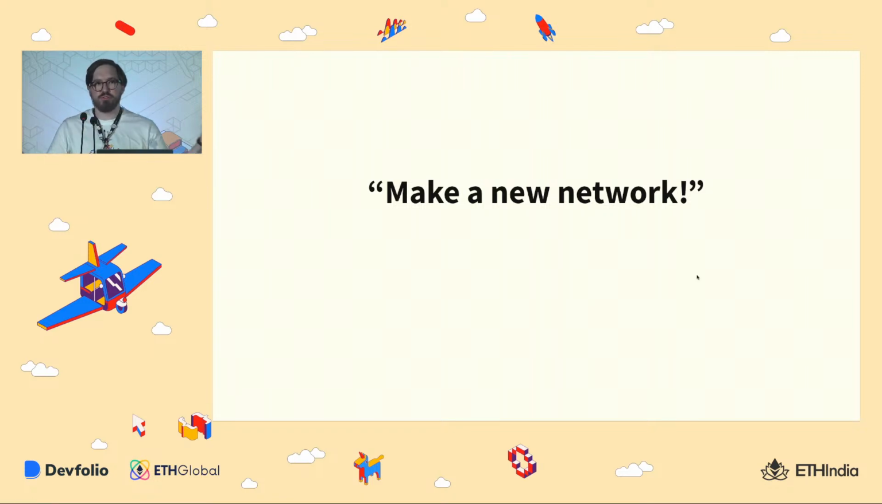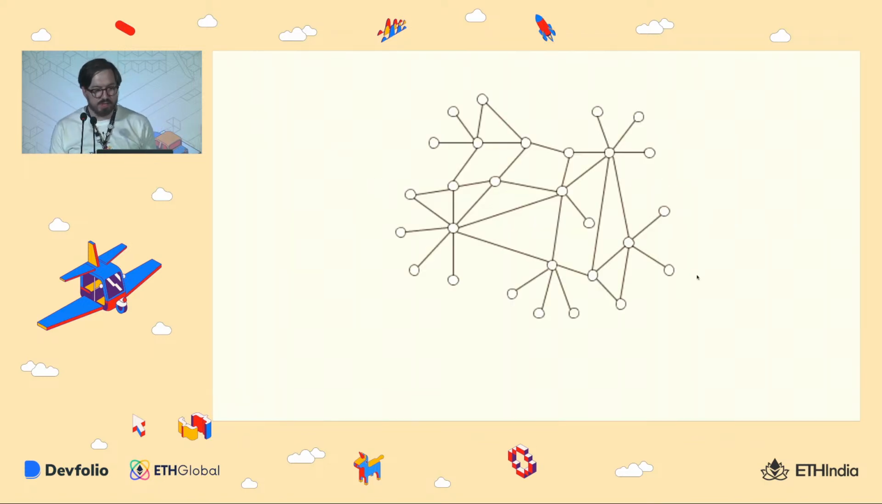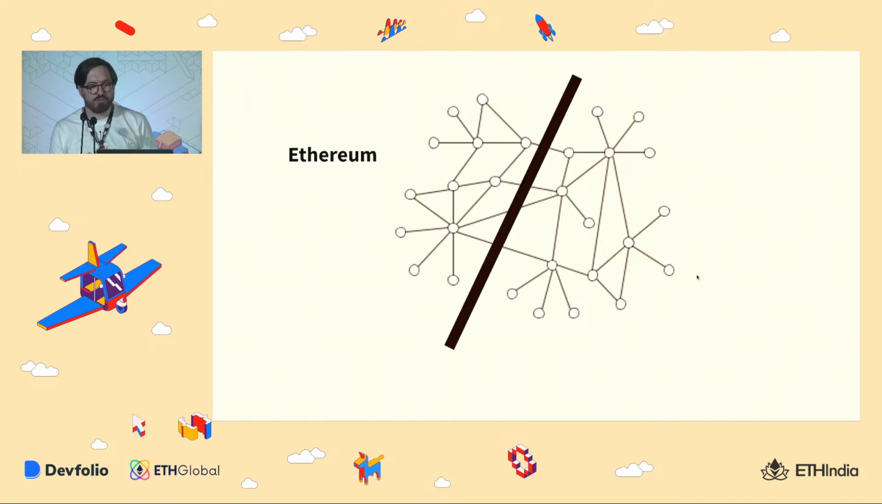So, solution 2 of our protocol designer, right? Okay, we can't make the chain do more work, but what if we just made a new network, right? So now we have our graph, and we just say, all right, let's cut a line down the middle. We'll take all the nodes and validators from one network. We'll still call it Ethereum, and then we'll make another one, Ethereum Prime. And so now we have 2 networks. We've doubled up the amount of work that we can do without increasing the network requirements.